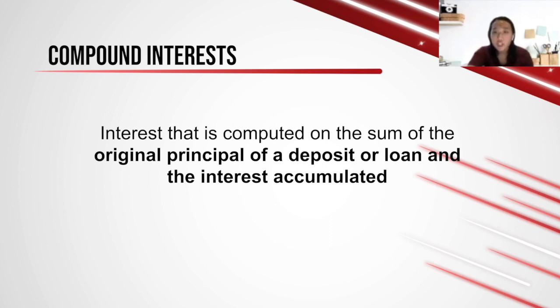As per definition, compound interest is interest that is computed on the sum of the original principal of a deposit or a loan and the interest accumulated. Compound interest can be compounded once, twice, or several times a year. By compounding, this means how many times interest is computed in a year.